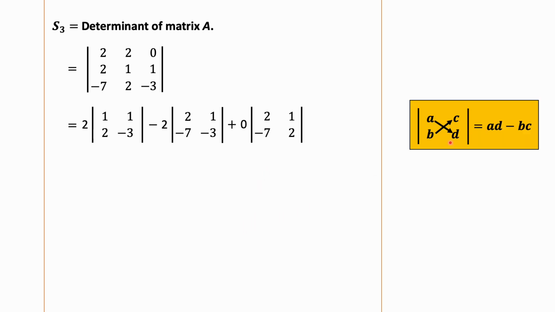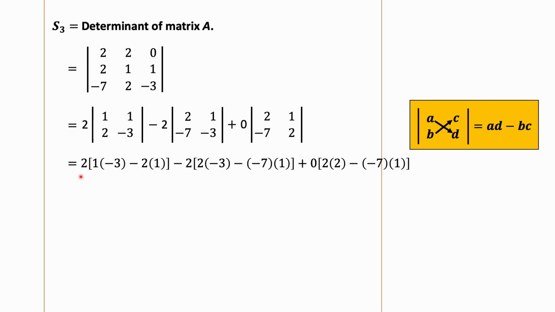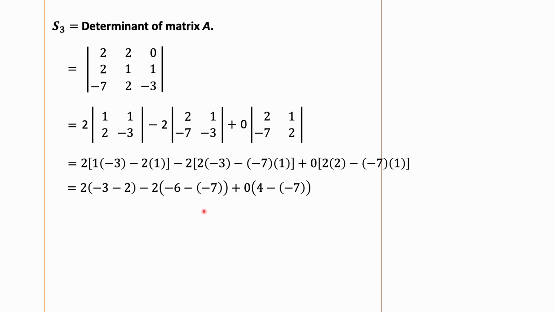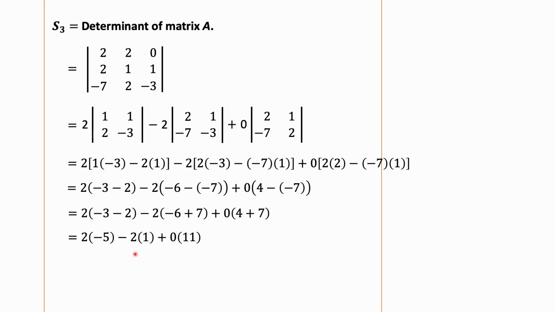Again the same 2 by 2 order determinant: how to find its value? It is cross multiplication, AD minus BC. So see here, it is 2 into (1 into minus 3 minus 2 into 1) minus 2 into (2 into minus 3 minus negative 7 into 1) plus 0 into (2 into 2 minus negative 7 into 1). You can directly feed this in the calculator and find the answer, or go step by step. So it is 2 into minus 3 minus 2 into negative 6 minus negative 7 plus 0 into 4 minus negative 7. Simplifying, you get 2 into minus 3 minus 2 into negative 6 plus 7 plus 0 into 4 plus 7.